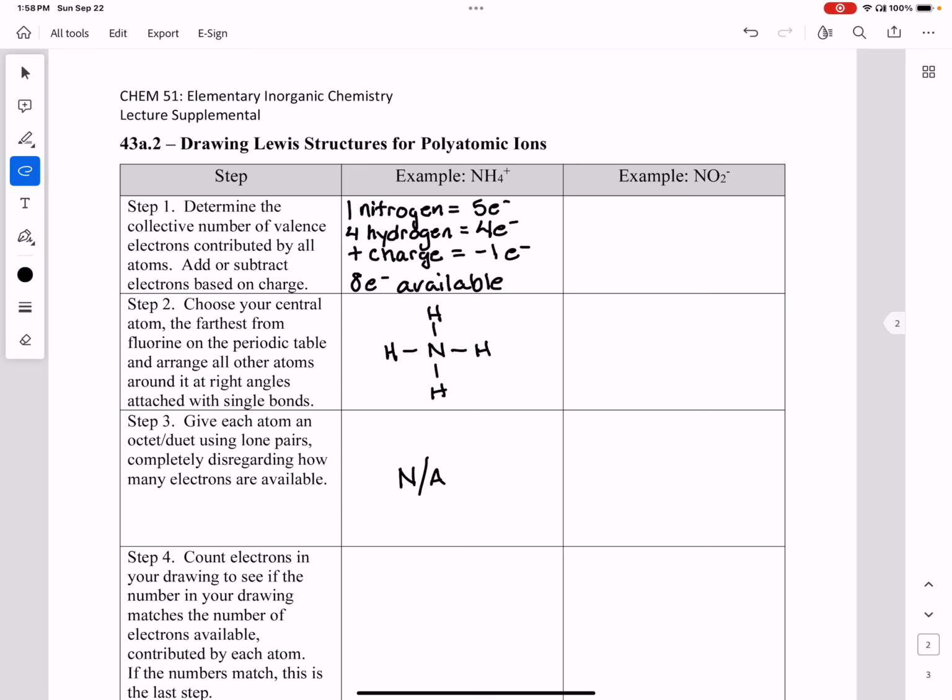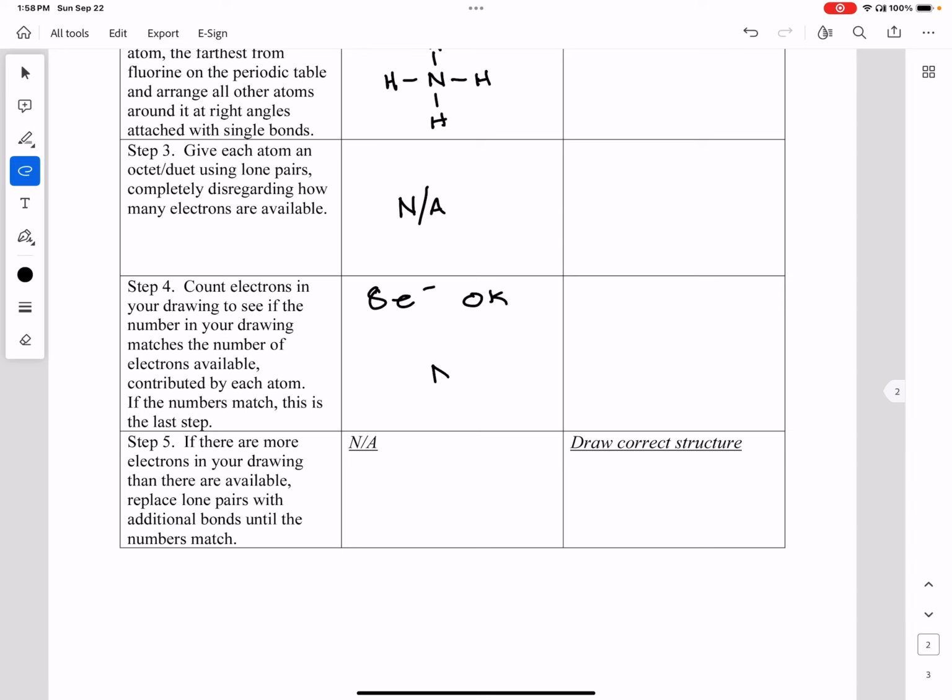Now let's count the electrons and see. We have in each of the bonds 2, 4, 6, 8 electrons. So this is great. The only thing we need to change about this to make it proper is to put it in brackets and draw the positive charge outside. Okay, and so we do not have to move on to step 5.